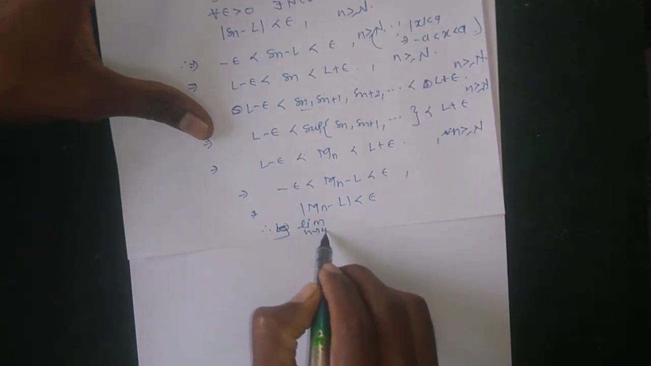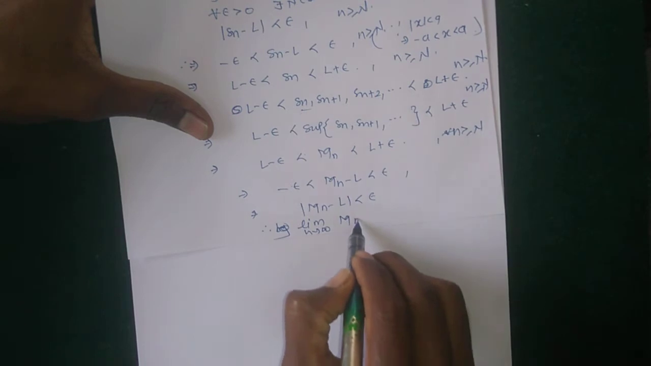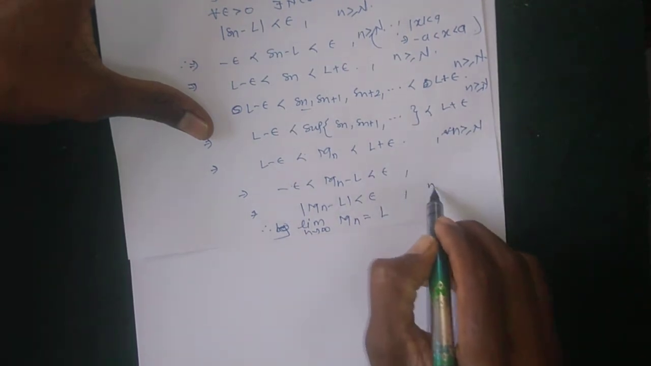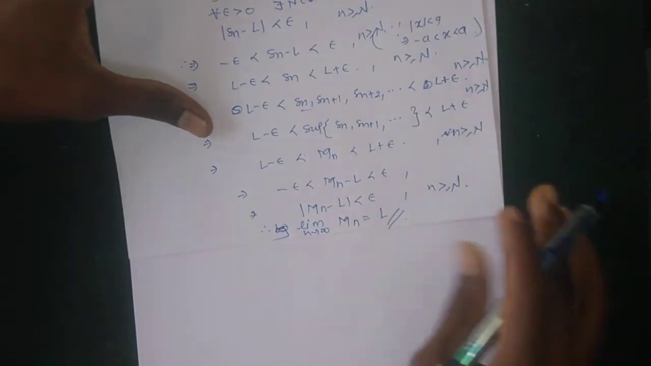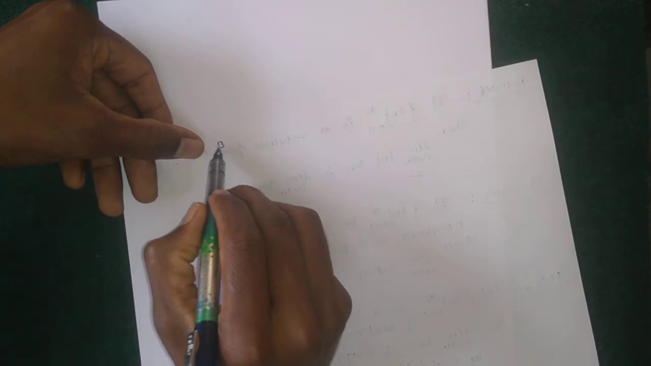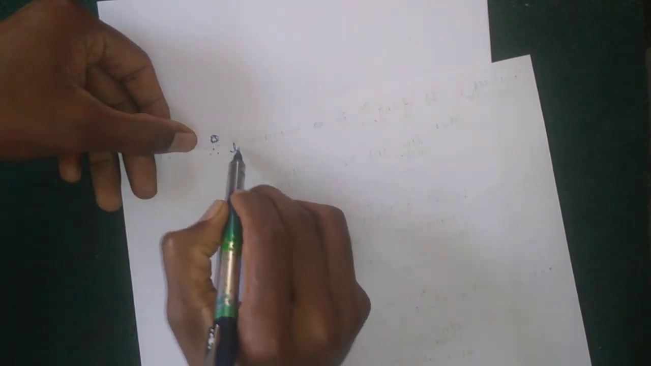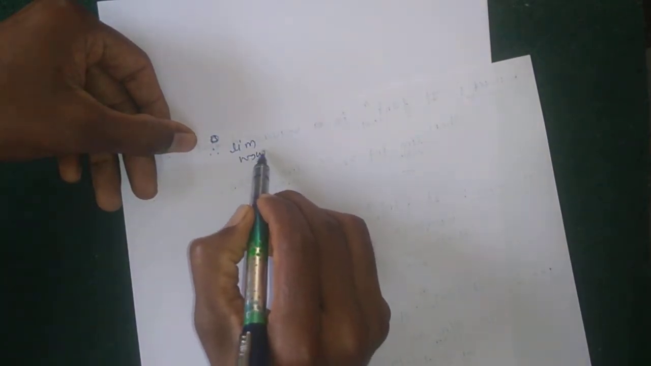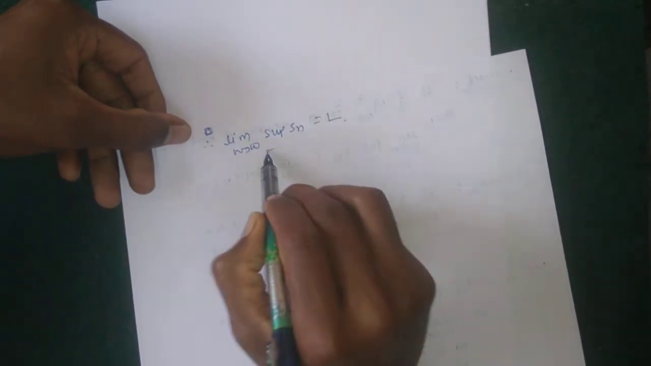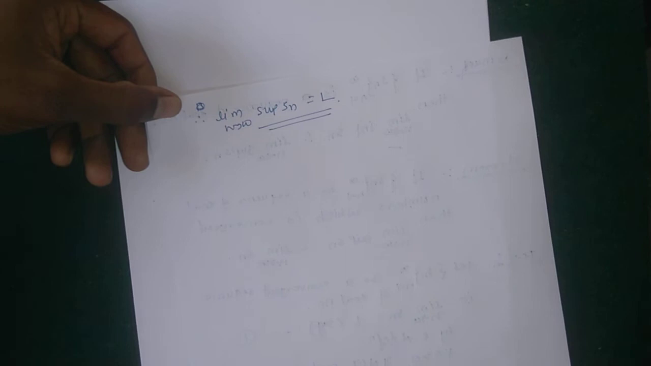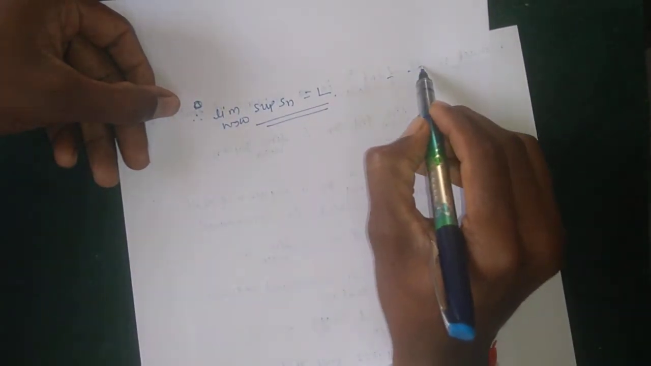By the epsilon-N definition, Mn has limit L. Okay, Mn has limit L, which implies that the limit as n tends to infinity of the supremum of Sn is equal to L. And this is equation number 2.